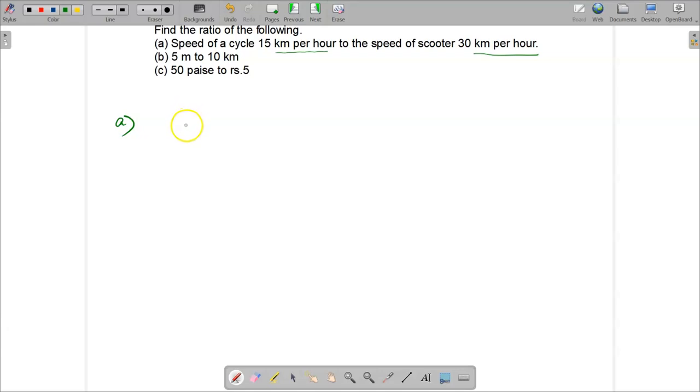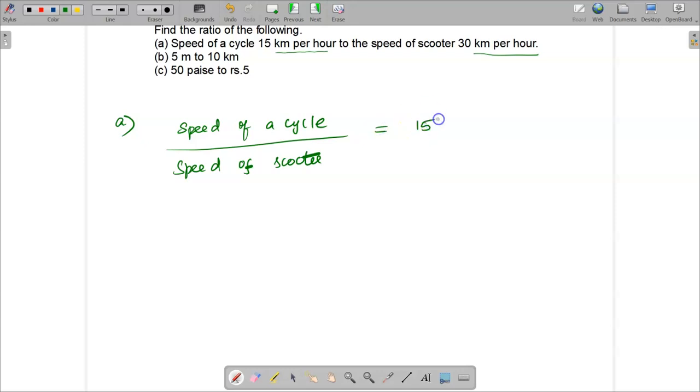Since they are asking the ratio of the speed of a cycle to the speed of the scooter, this is the ratio we are going to find out. Both are in the same units, so 15 km per hour divided by 30 km per hour. So 15 by 30 we have to find out. Here we can apply the 5 table: 5 3s are 15, 5 6s are 30. So again we can divide: 3 1s are 3, 3 2s are 6. It is 1 by 2. Since it is a ratio, we can write it as 1:2.